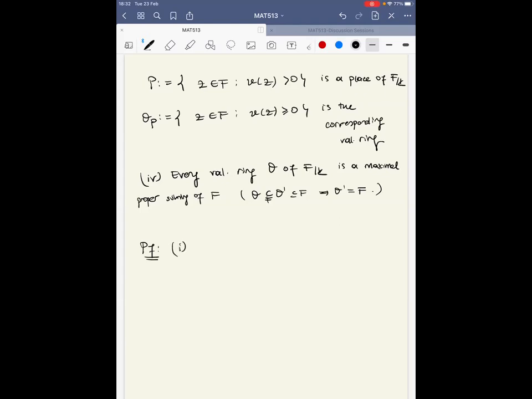So in the first statement, we want to see that V_P is a discrete valuation map of F over K for given P, and to see that I only prove it satisfies the triangle inequality. So that means V_P of X plus Y is bigger than or equal to the minimum of V_P of X and V_P of Y.